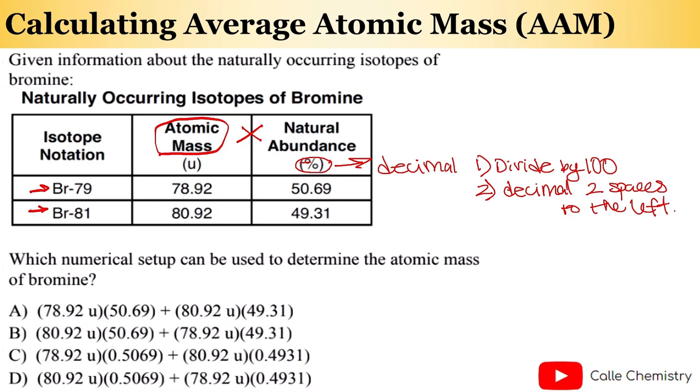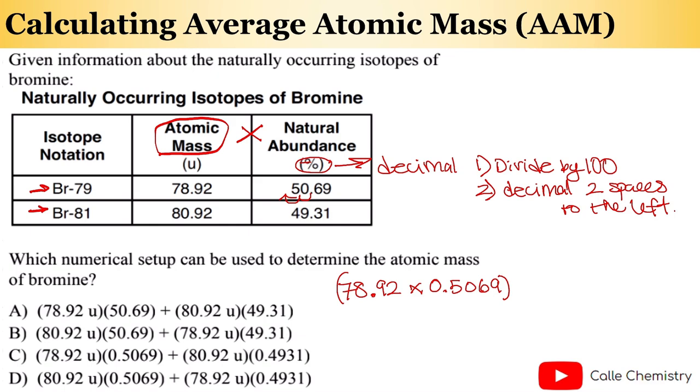Okay, so for bromine 79, I'm going to take the atomic mass, so that's 78.92. I'm going to multiply it by the decimal form of 50.69%. So I'm going to do method 2, which is just moving the decimal 2 spaces to the left. So that's going to be 0.5069. And that's going to be for isotope bromine 79.